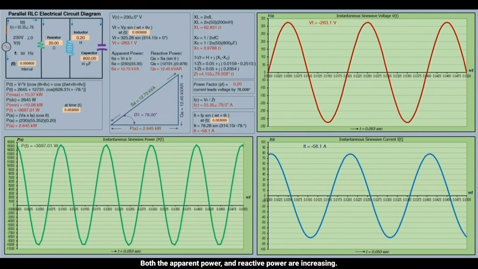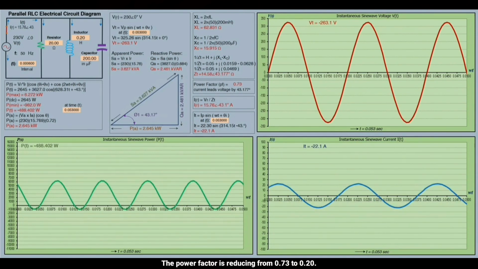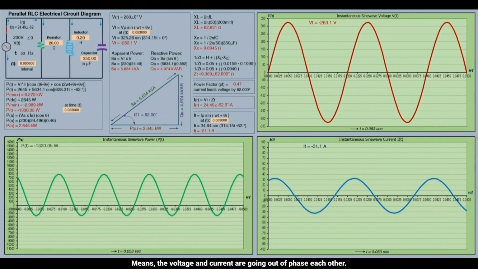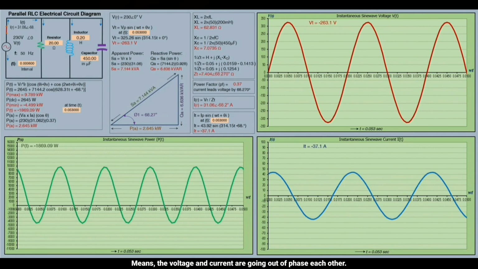Both the apparent power and reactive power are increasing. The power factor is reducing from 0.73 to 0.20. It means the voltage and current are going out of phase with each other.